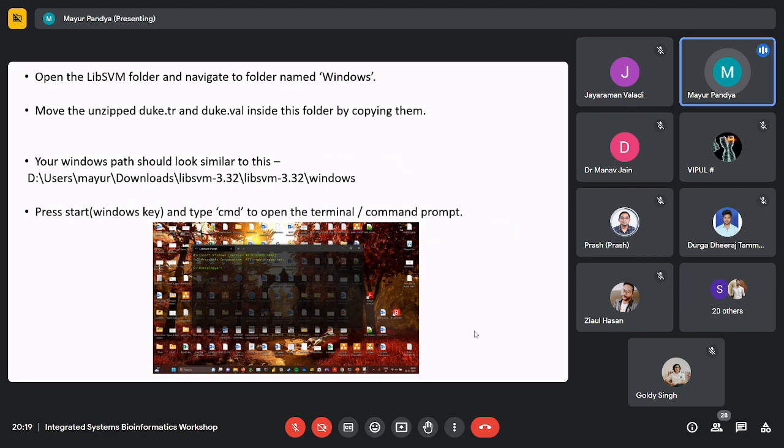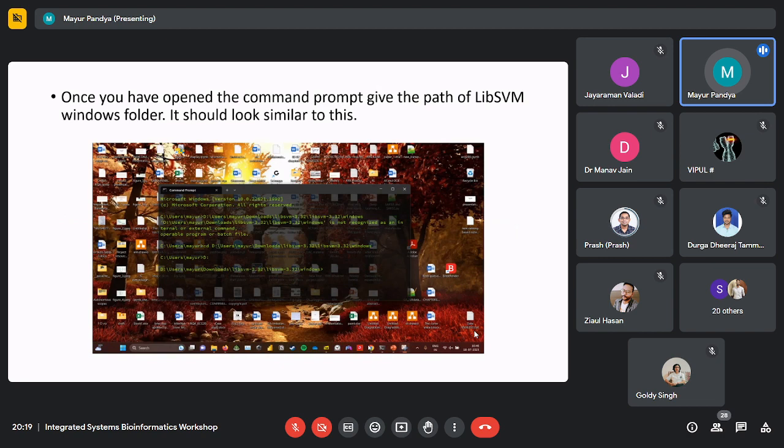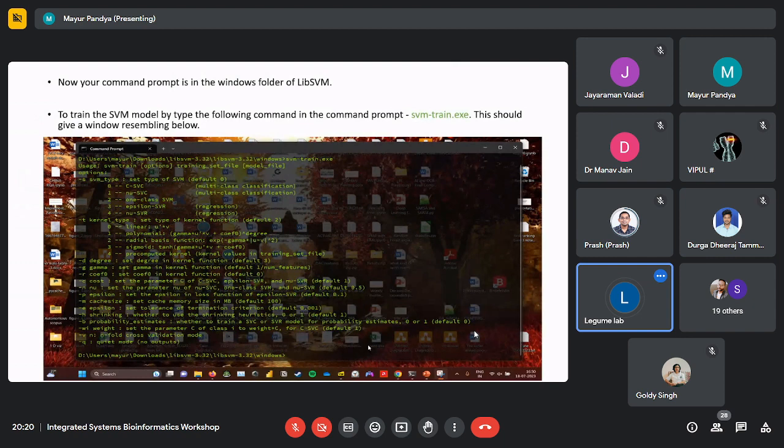So once you open up, your prompt will look something like this with the path to the Windows folder. Can I ask one question? Yeah, please. No need to go for program files directly. You have installed in downloads, so it is the compressed one. The executable file is already provided, so you don't have to go to program files and install it separately. If you are using Windows, then the .exe is already provided to you, so you just straight away open it.